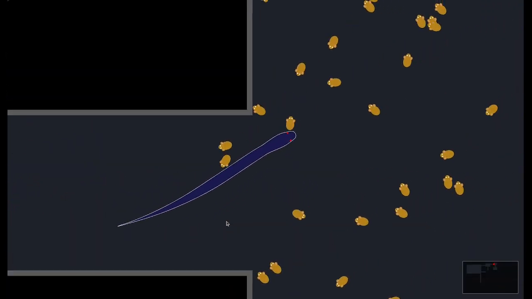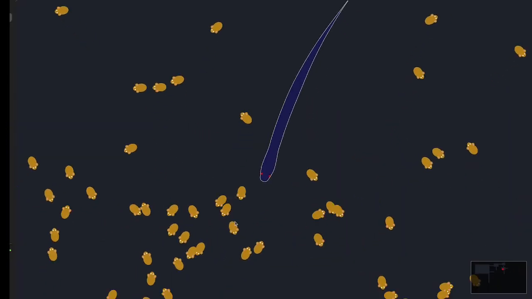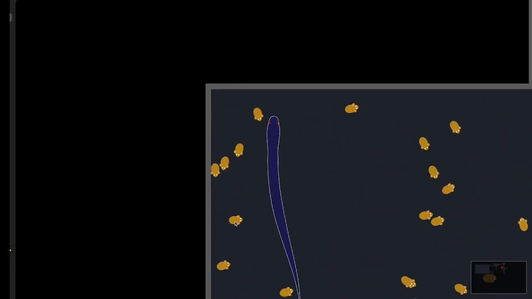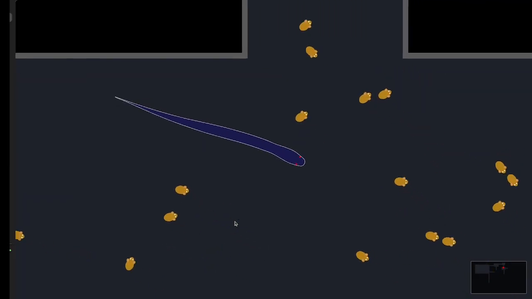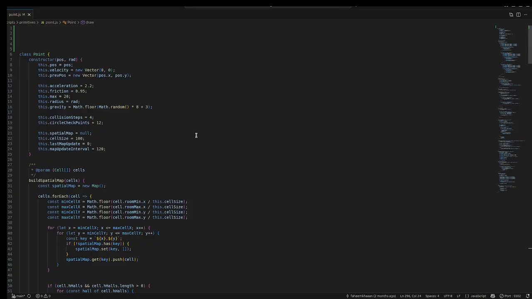This is a custom 2D engine running procedural dungeons, flocking AI boids, dynamic minimaps, and an organic smooth gliding snake. But getting here was an absolute nightmare. The architecture was a complete disaster. Just look at this old point class.